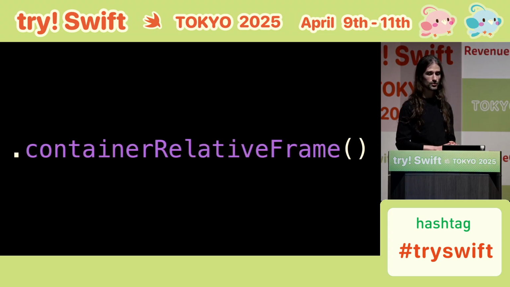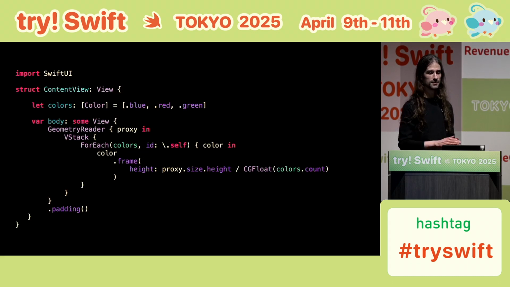Next, let's talk about two APIs that are very useful because they allow you to not use a geometry reader, which can be a bit annoying because, as we know, geometry readers tend to change your layout in very subtle ways. First one is called container relative frame, and it's something that you can use whenever you want to do a relative layout. So let's say that you have 3 views.